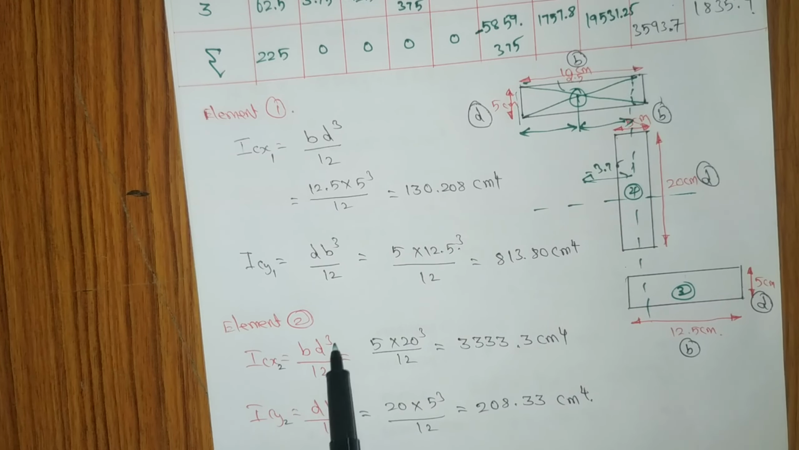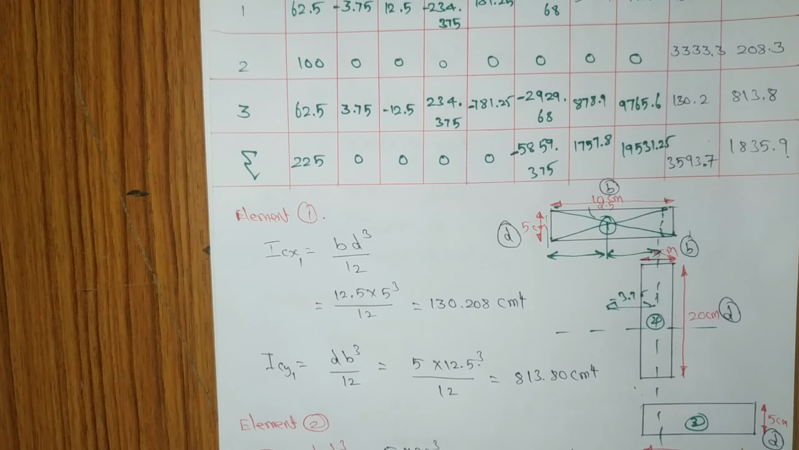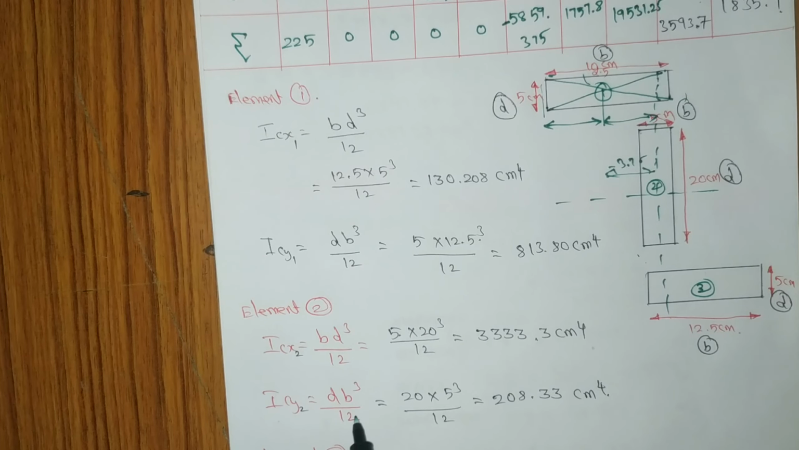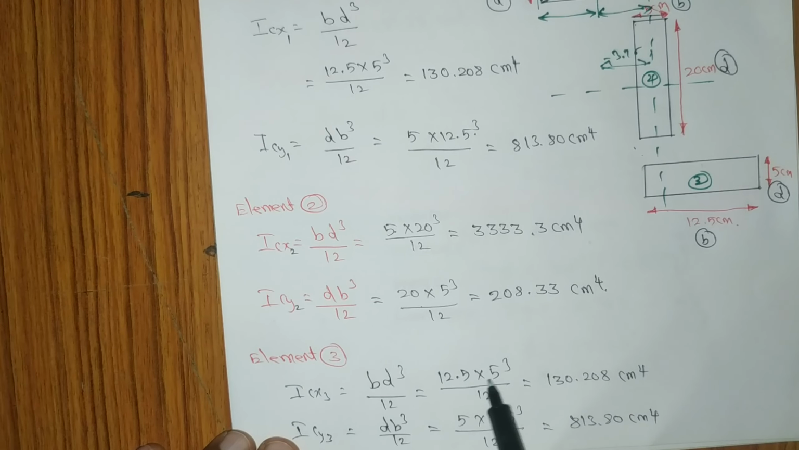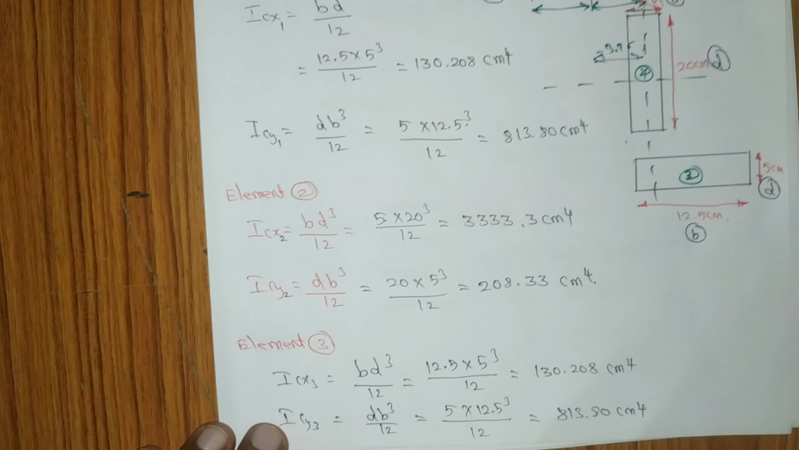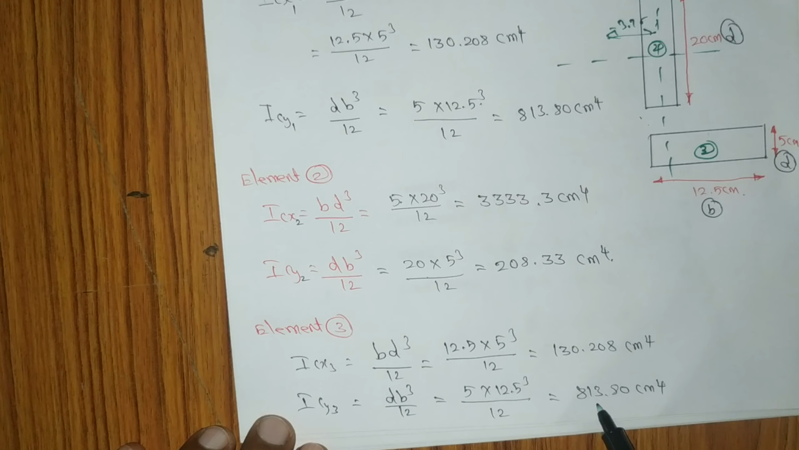For element 2, same formula, b d cubed by 12. For ICY, d b cubed by 12. For the element we need to identify this is b. Always x will be b, and the entire other dimension will be d. So 5 into 20 cubed by 12. So we are getting 33.3 centimeter to the 4. d b cubed by 12 for ICY for element 2: 20 into 5 cubed by 12. Then 208.33 centimeter to the 4 we are getting. Similarly for element 3, ICX and ICY we need to find out. b d cubed by 12, d b cubed by 12. So this is b, this is d. b will be 12.5 into 5 cubed by 12. Then we are getting 130.208 centimeter to the 4. For ICY, d b cubed by 12, 5 into 12.5 cubed by 12. Then we are getting 813.80 centimeter to the 4.